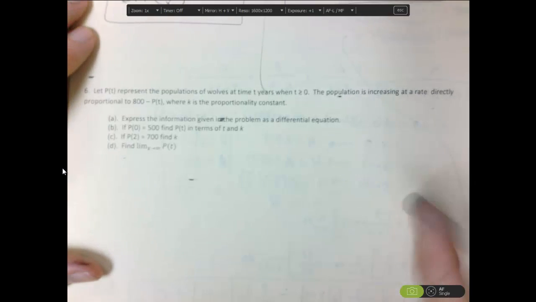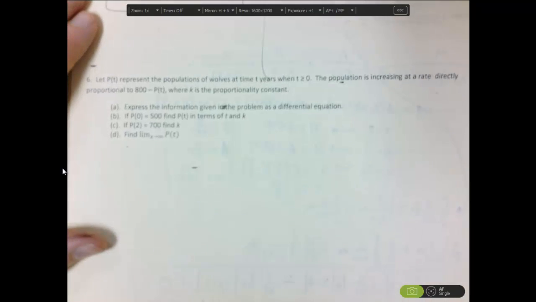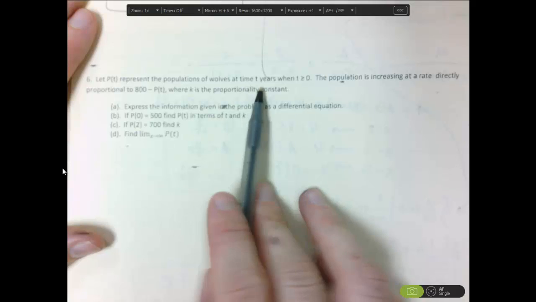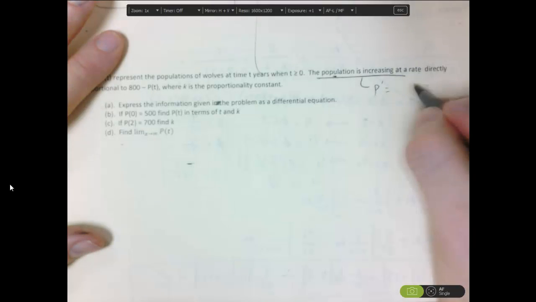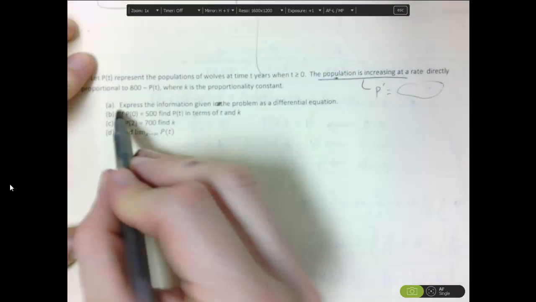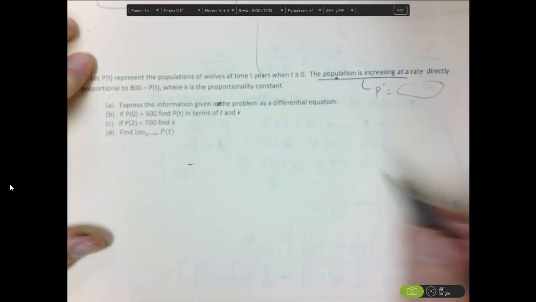All right, let's do this differential equation problem. So it says P of t is the population of wolves at time t years when t is greater than or equal to 0. So the population is increasing at a rate directly proportional to something. So what we're really saying is that P prime, the rate of population growth, equals something. So part A is saying express that information as a differential equation.